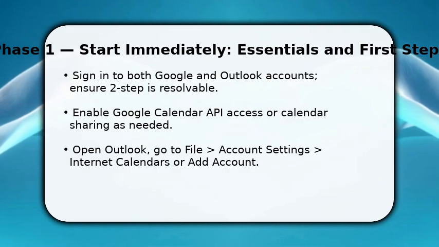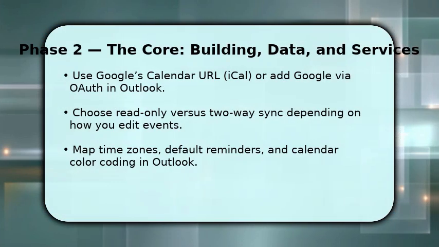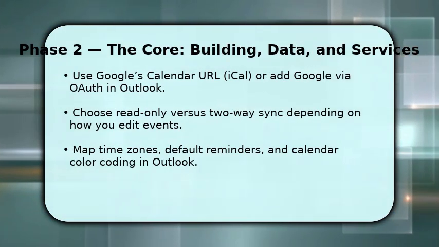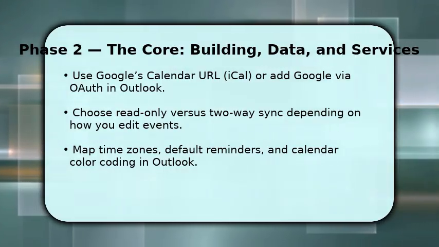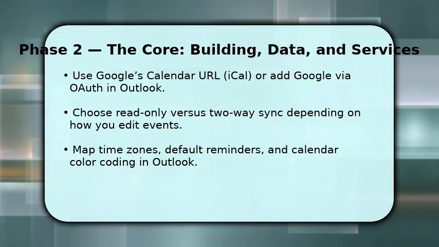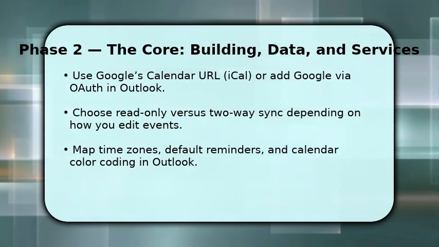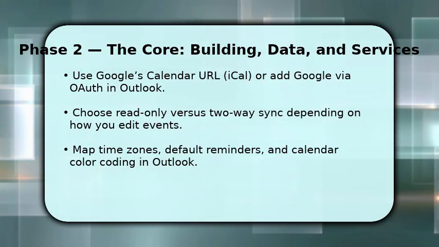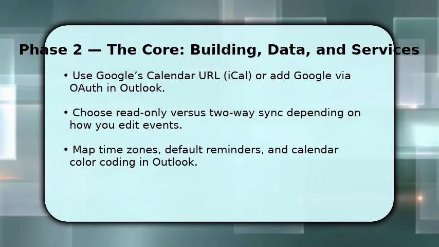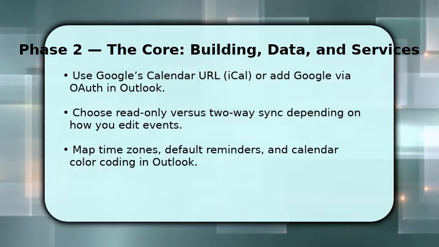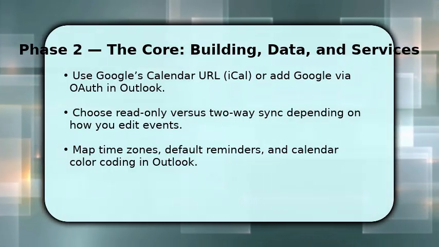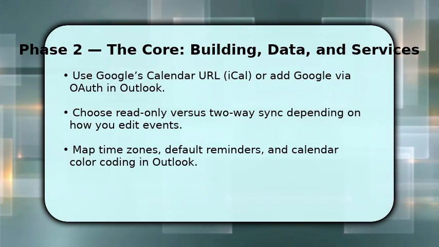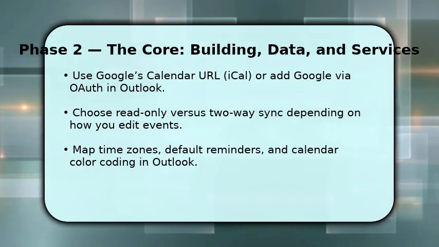Next, you configure how calendars communicate. Either paste the Google iCal URL into Outlook's Internet Calendar, or add Google using Outlook's OAuth flow for fuller access. Make sure to decide read-only versus two-way sync. This determines whether edits in Outlook update Google, and that's important for workflow consistency. Also map time zones and default reminders so events display correctly. These settings prevent duplicated or shifted events.